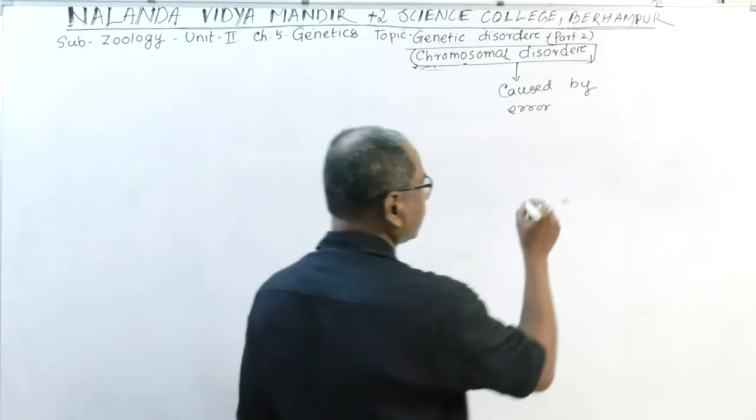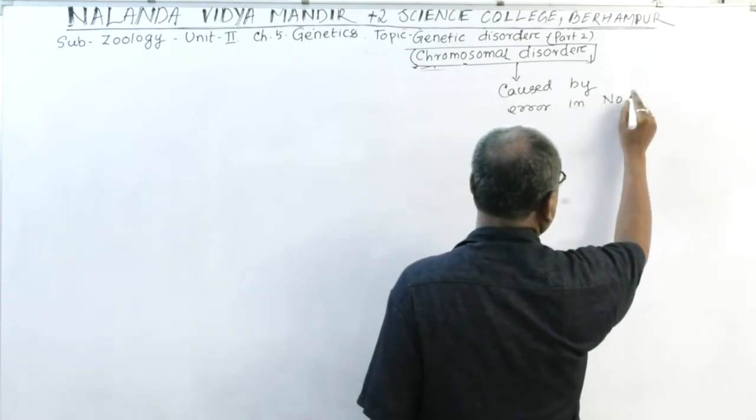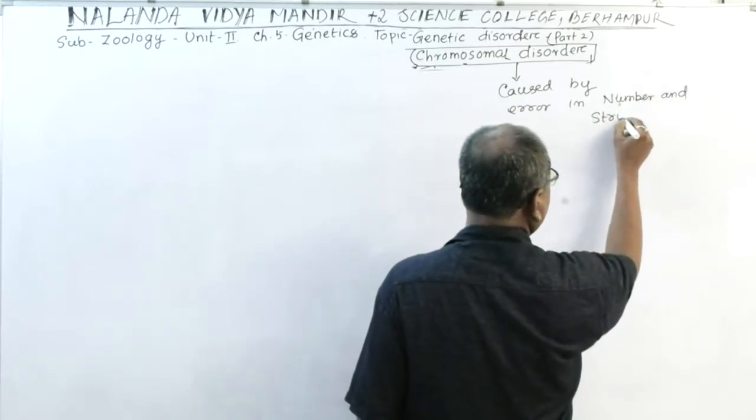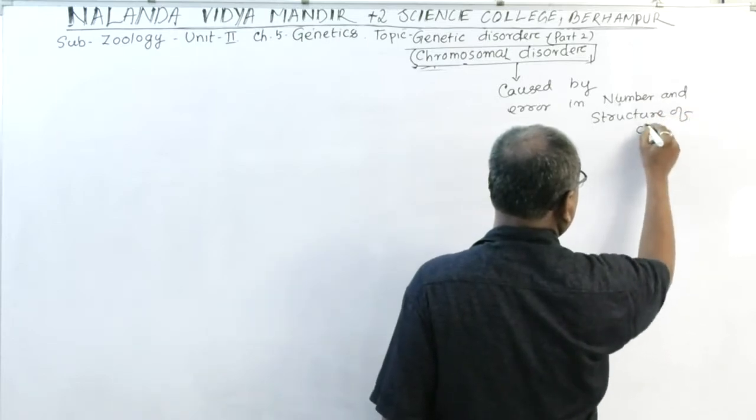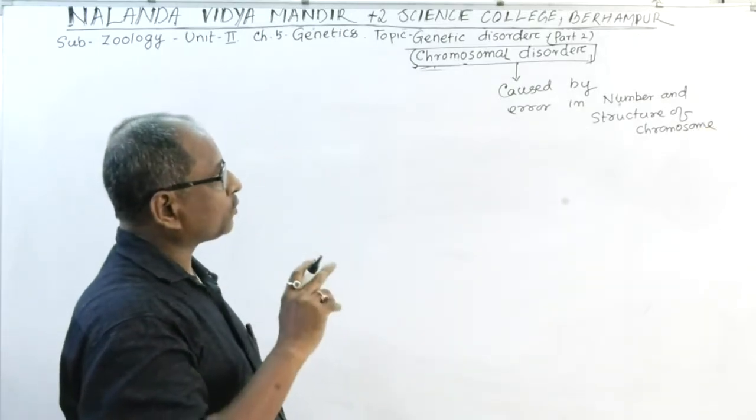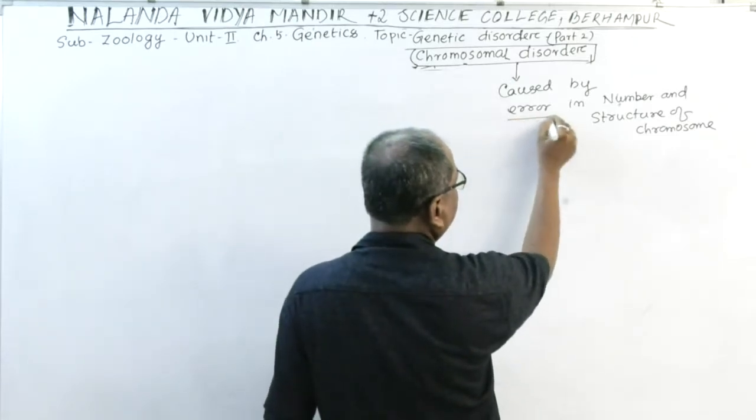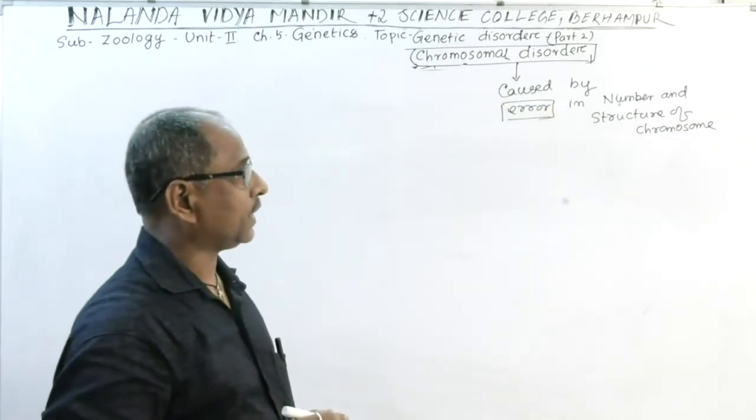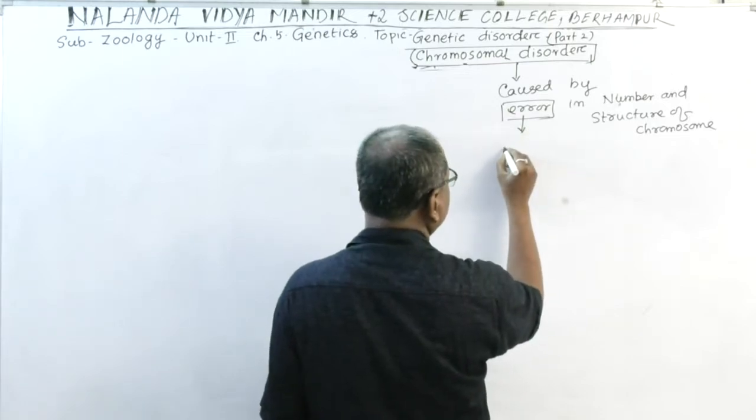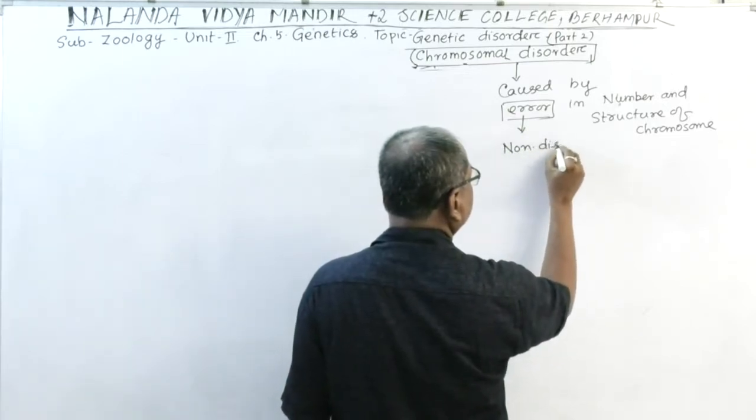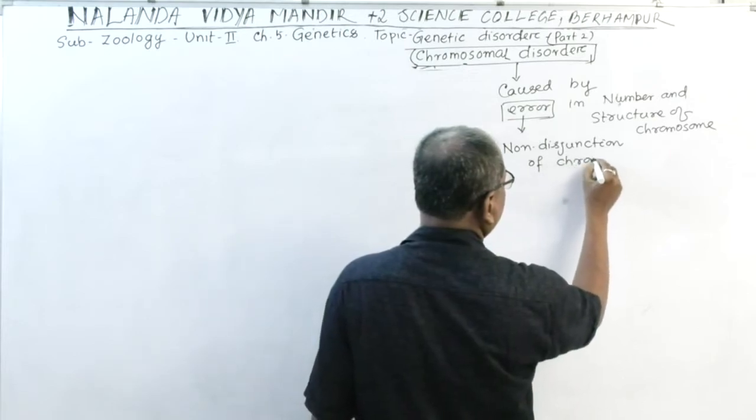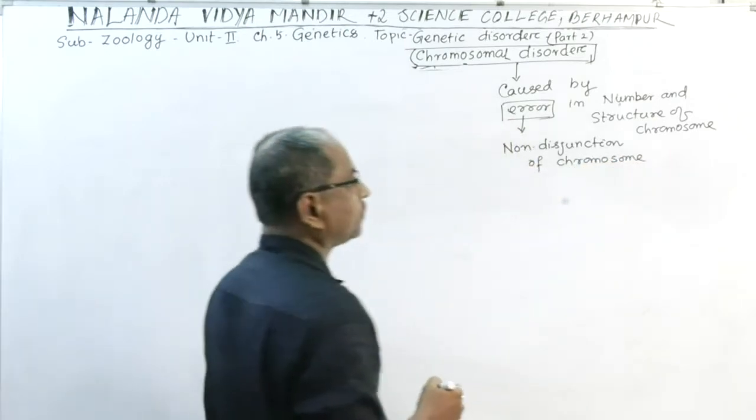Caused by any error in number and structure of chromosome. The chromosomal disorder is caused by any error in number and structure of the chromosome, and this error is due to non-disjunction of chromosome.